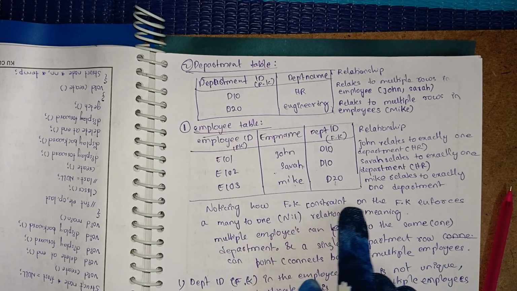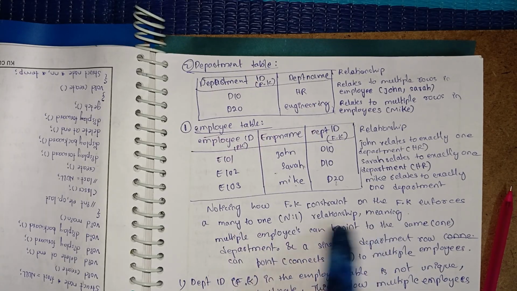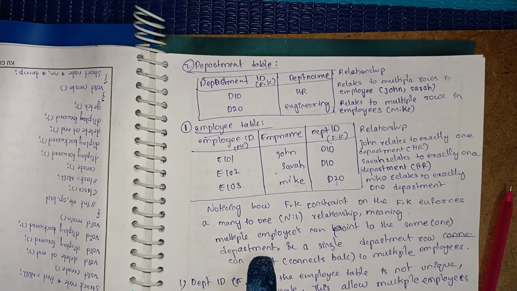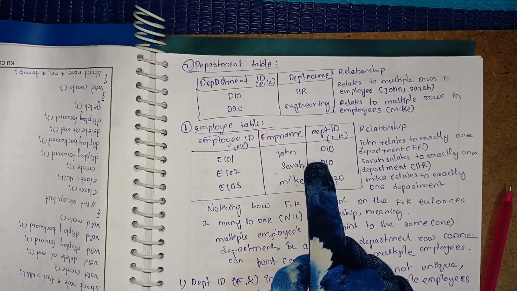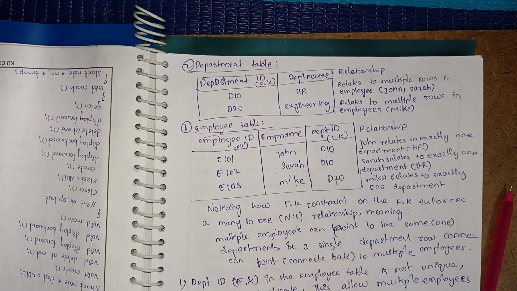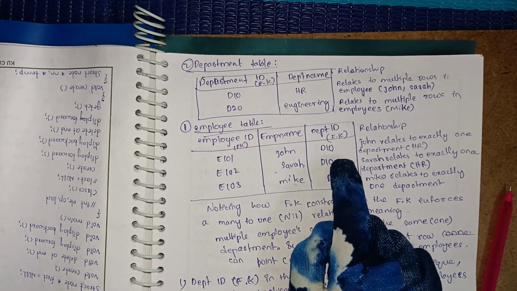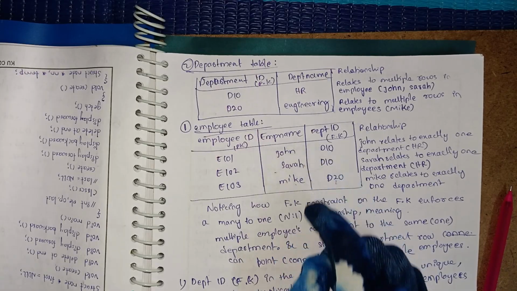Notice how the foreign key constraint enforces a many to one relationship, meaning multiple employees can point to the same, one department. So John and Sarah point to the same department, and a single department row can point to multiple employees. So this D10 points to both employees.